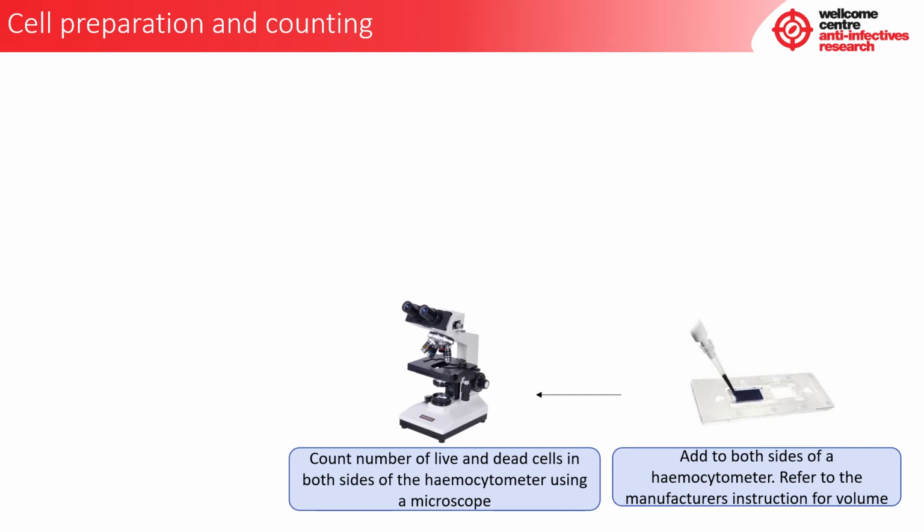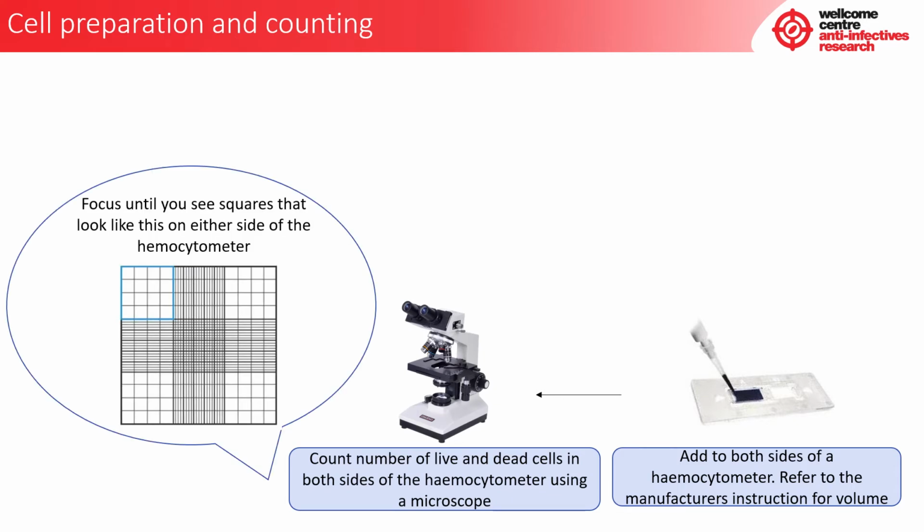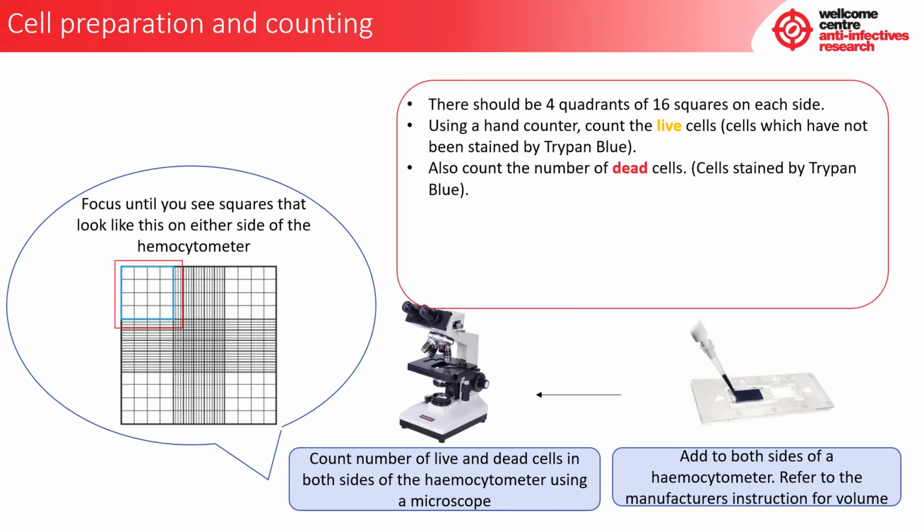To count your cells using the hemocytometer, please use the method as follows. Focus until you can see squares that look like this on either side of the hemocytometer. There should be 4 quadrants of 16 squares on each side. Using a hand counter, count the number of live cells.